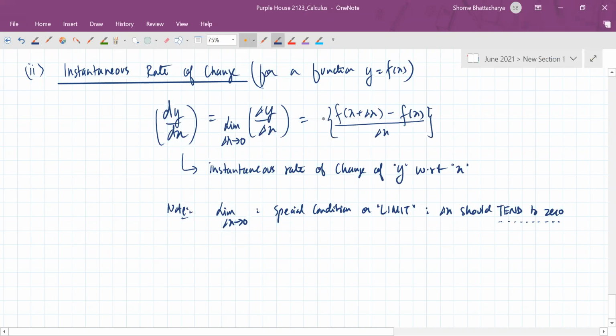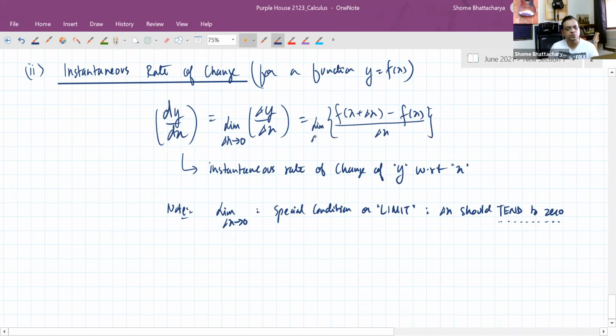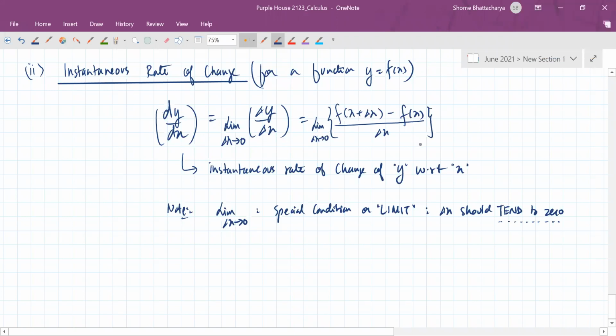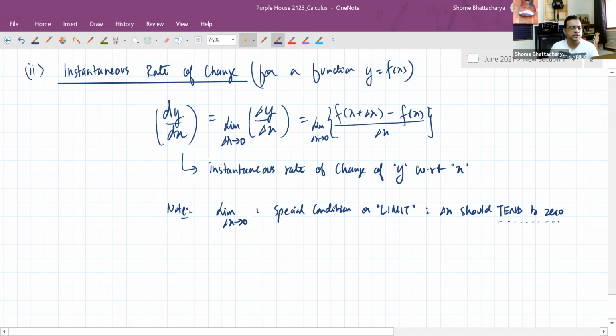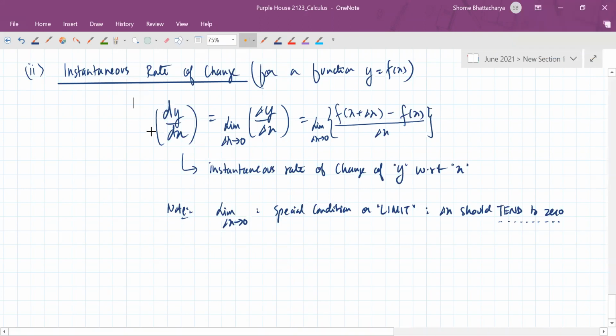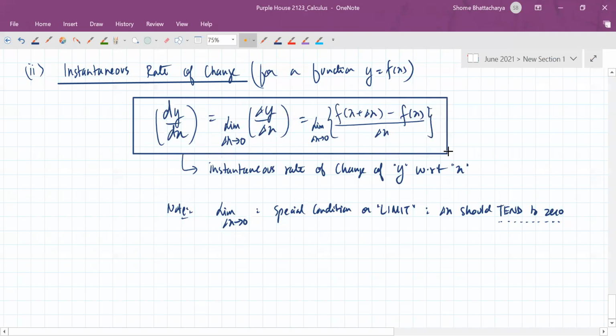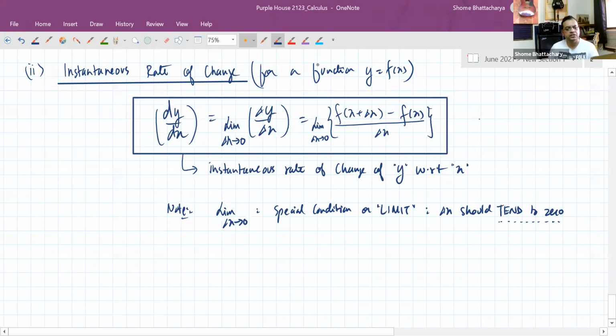Sir, what is this? Come again, what is your question? I said, what is this? The definition of instantaneous? Yes, this is the definition of instantaneous rate of change.